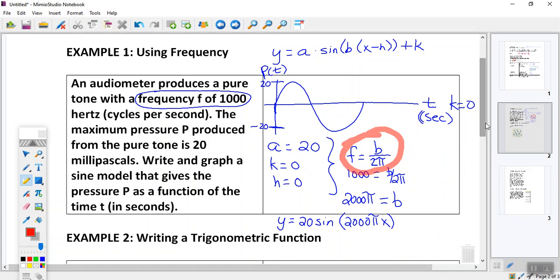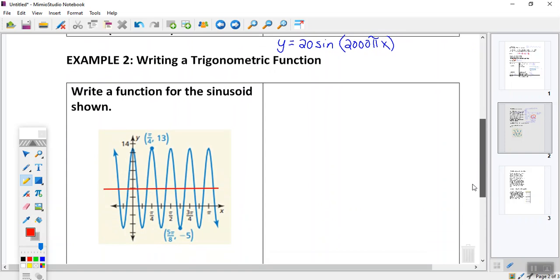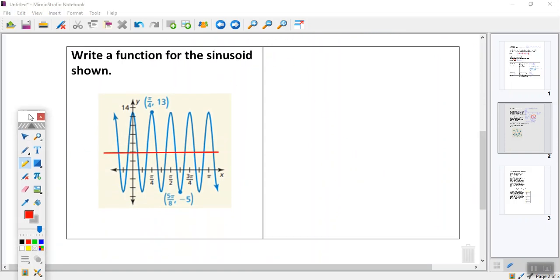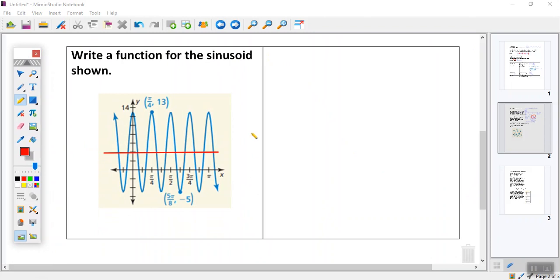Let's take a look at this next one. It says write a function for what? The dinosaur. Okay. This can either be sine or cosine, can't it? Yes. Okay. My suggestion for you is this. I'm going to zoom in on this a little bit and show you what I'm thinking you should do.